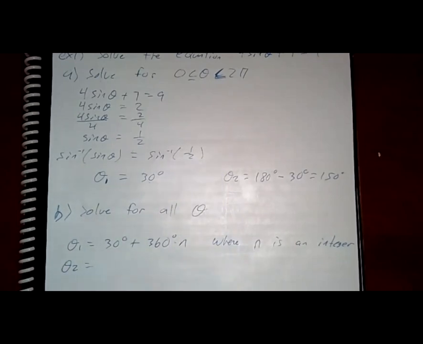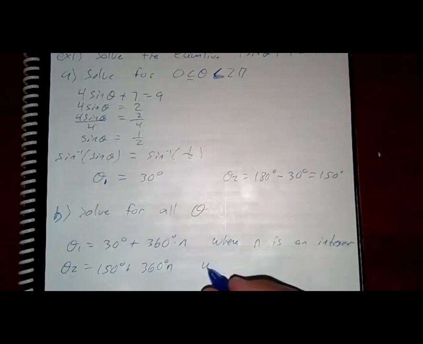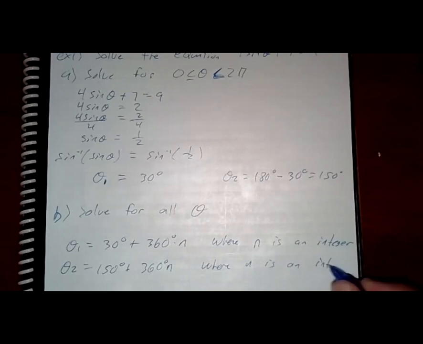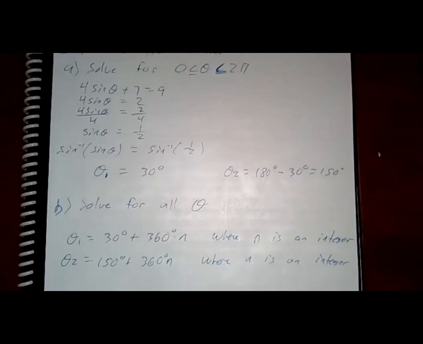So use the answers from part A to find the solutions for all n. So I take 150 and just add 360n, where n is an integer. So once you have the first part, the second part is no big deal. I just want you to make sure you understand what I'm saying here by 360n. Is that clear?